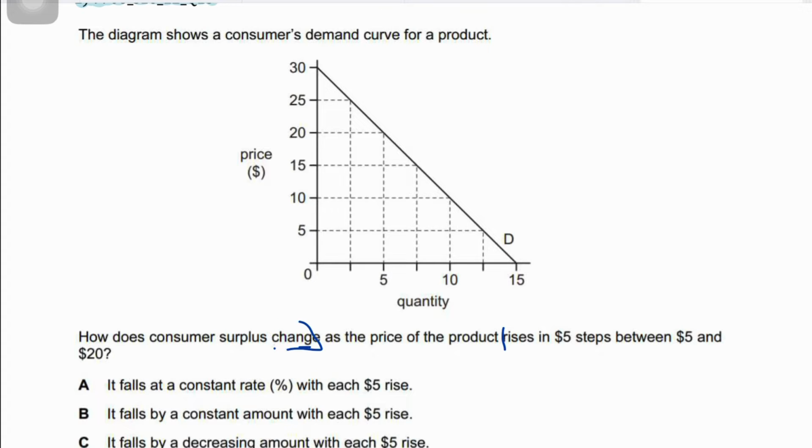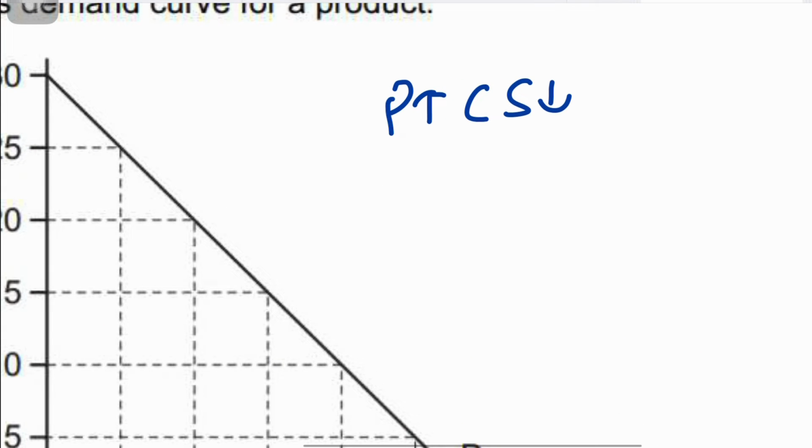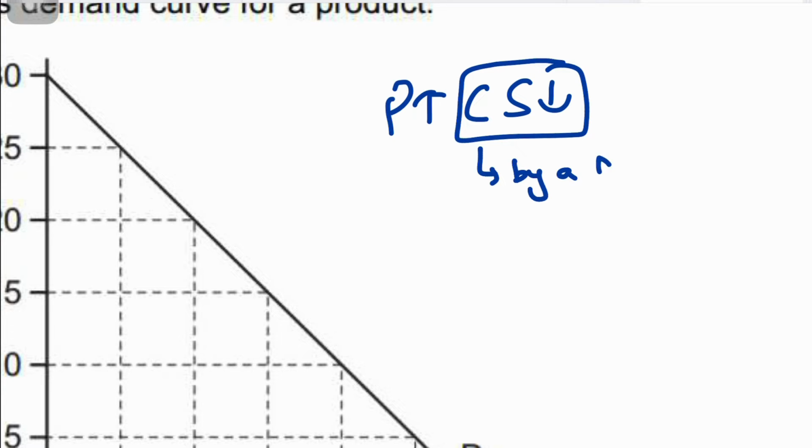So now we know that whenever the price goes up, the consumer surplus goes down. Consumer surplus is the difference between what the consumer is willing to pay minus what it pays. It is the extra welfare the consumer gains by consuming a certain quantity. The economic theory says that whenever the price goes up, the consumer surplus goes down, but not only does it go down, it goes down by a decreasing amount.